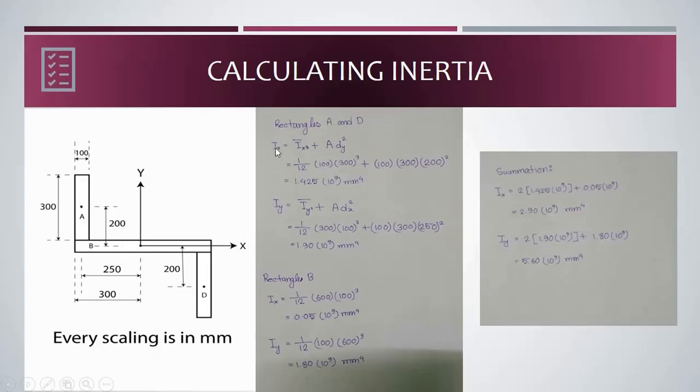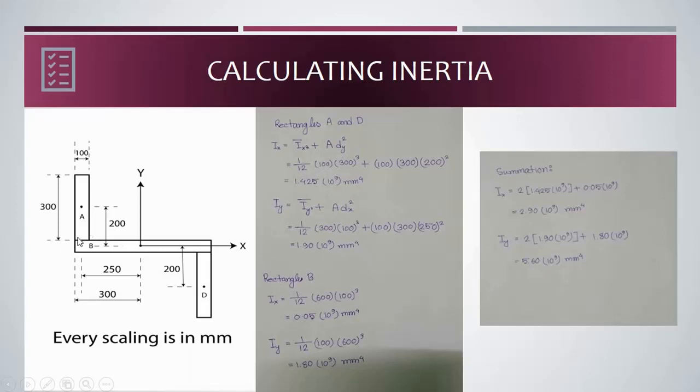So I will derive Ix, I mean the moment of inertia of these rectangles about the x-axis. At first I am taking I bar x equals 1 by 12 b h cube plus A d y square. This is the conventional way of deriving the moment of inertia for a rectangle, 1 by 12 b h cube.